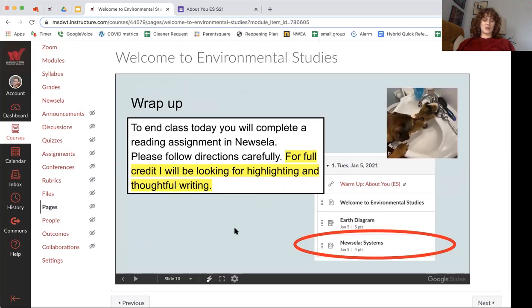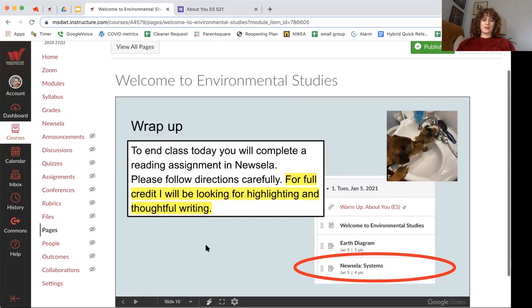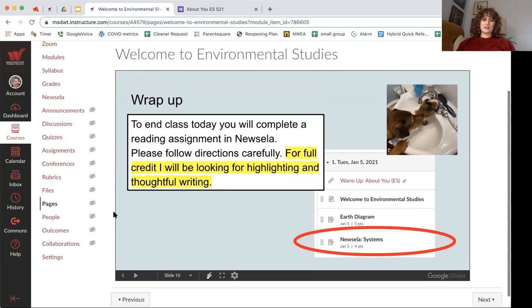So we're going to be doing a good amount of reading, writing, as well as many other things in this class because it is a high school credit course. So you're going to be doing some high school level work. So the Newsela, the easiest way I think to get to this is right here, clicking this link to Newsela.